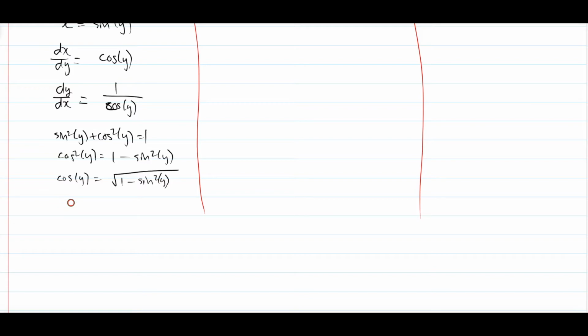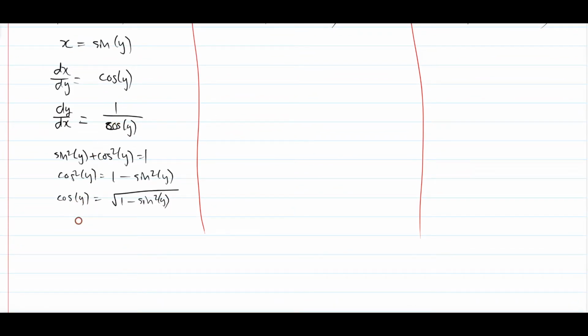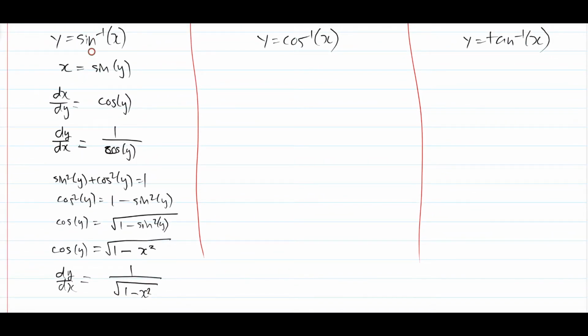And then, guys, if you have a look above, now 1 minus sine squared y, sine y is x, so therefore sine squared y would be x squared. So another way of writing cos y is this. So therefore dy/dx equals 1 over the square root of 1 minus x squared. And that is actually the formula. If I was to differentiate y equals sine inverse of x, this is what I get: 1 over the square root of 1 minus x squared. Okay, guys? dy/dx, I differentiate that, that's what I get.